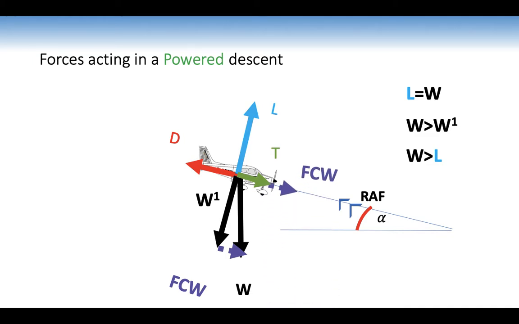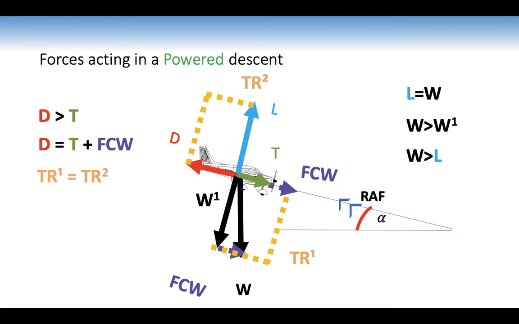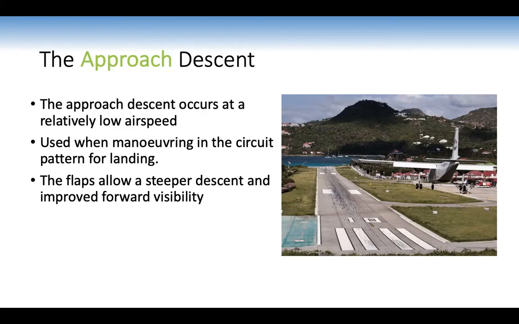And once again, smaller forward component of weight, drag is still greater than thrust, but drag now equals thrust plus the forward component of weight. So total reaction 1 equals total reaction 2. So that sort of drag and lift balance out with the thrust and the weight as well. And if we add enough thrust, we'd be able to go back to straight and level flight, and we wouldn't have any forward component of weight.